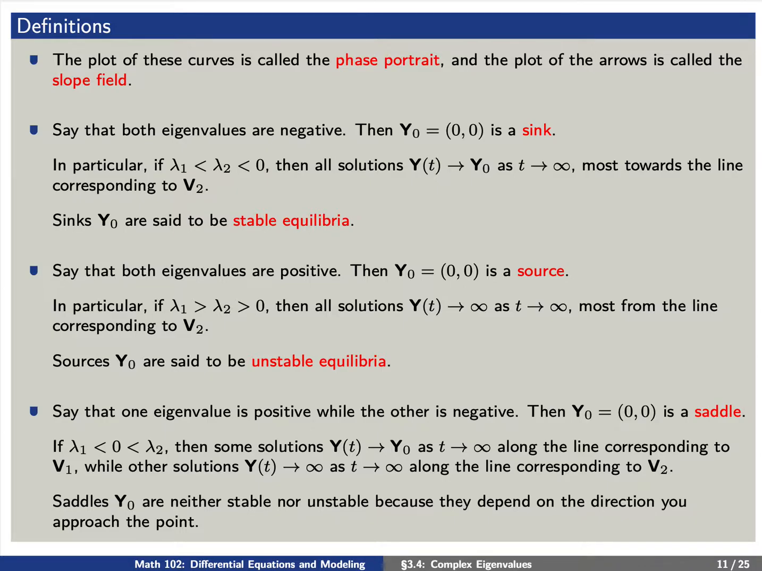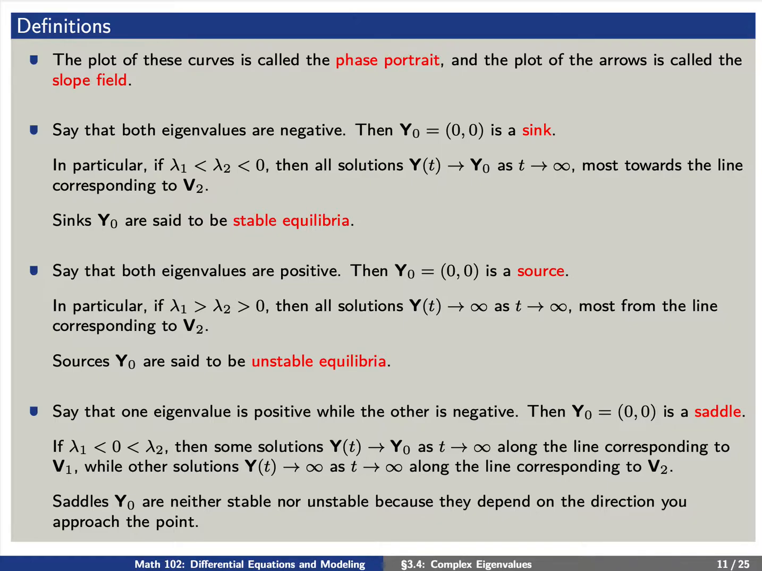Then the origin is called a sink. In particular, if lambda sub 1 is less than lambda sub 2, then all solutions will tend to the origin, with most tending towards the line corresponding to v sub 2. Sinks are called stable equilibria.